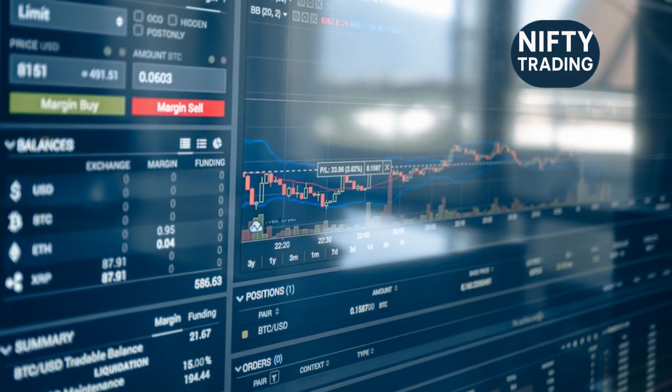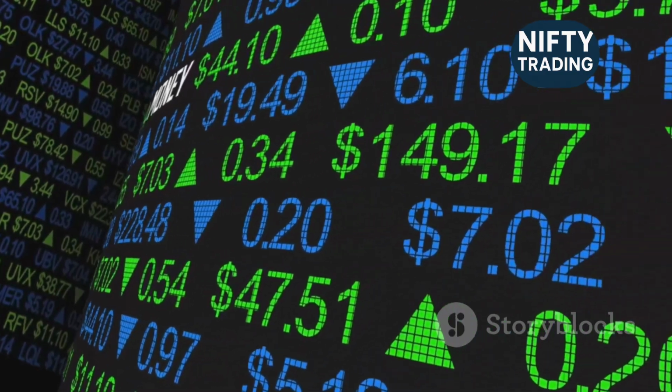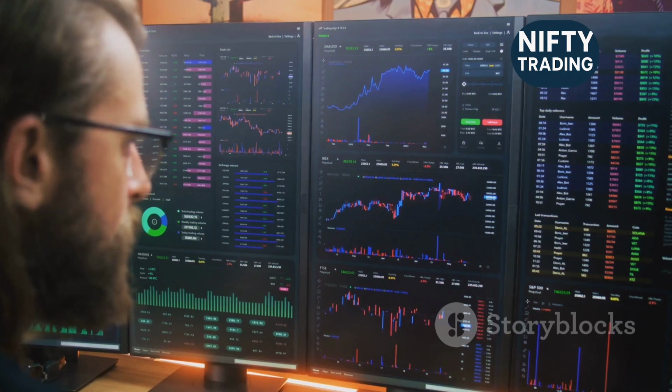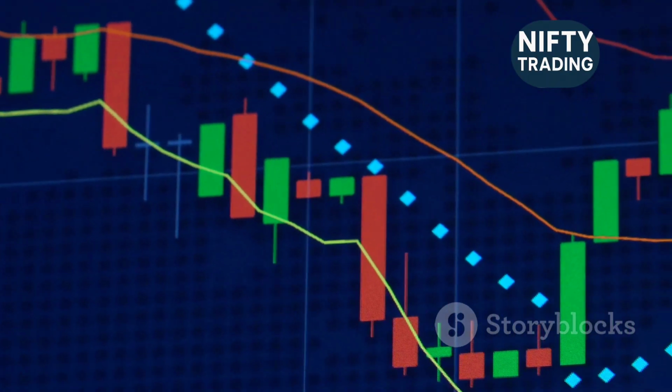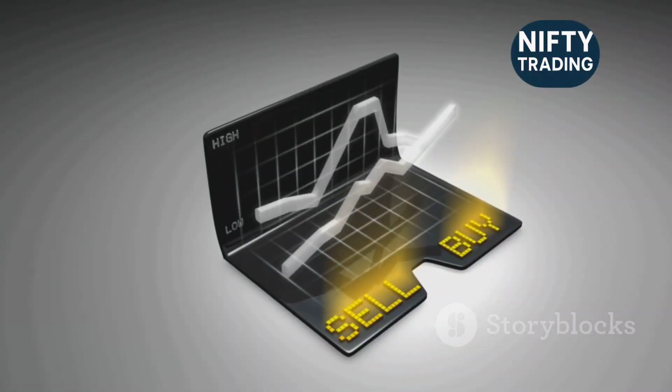Combine candlesticks with other tools for smarter, safer trades. This is how pros stack the odds in their favor. Don't rush. Wait for all the pieces to line up. Confirmation turns a good pattern into a great trade. Now, let's wrap up with some practical tips.